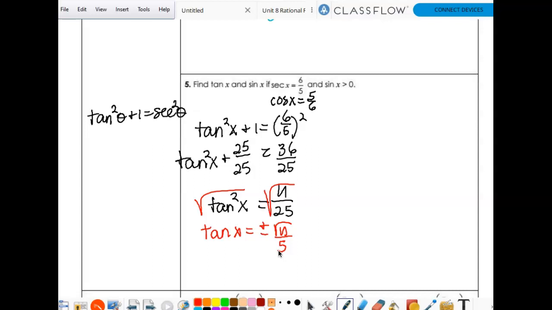So now, before I go any further, I have to know if the tangent is positive or negative. That's what I need to know. So, is my sine positive or negative? This is positive. Is my cosine positive or negative? So tangent is sine divided by cosine. So if it's positive divided by positive, my answer has to be positive. So I have to choose the positive.